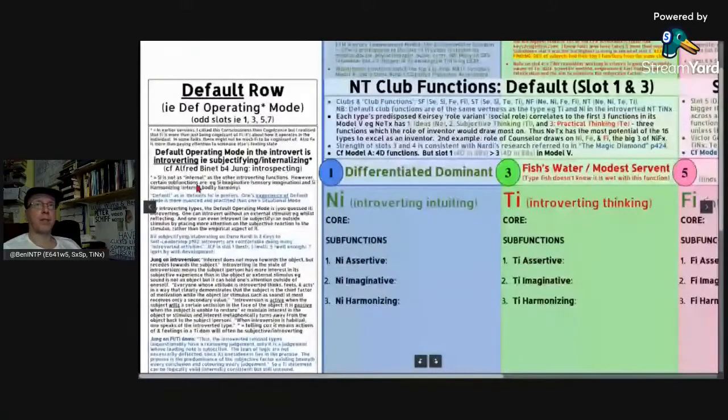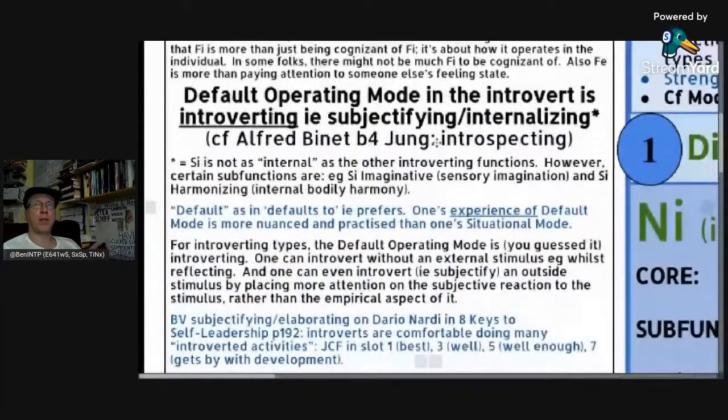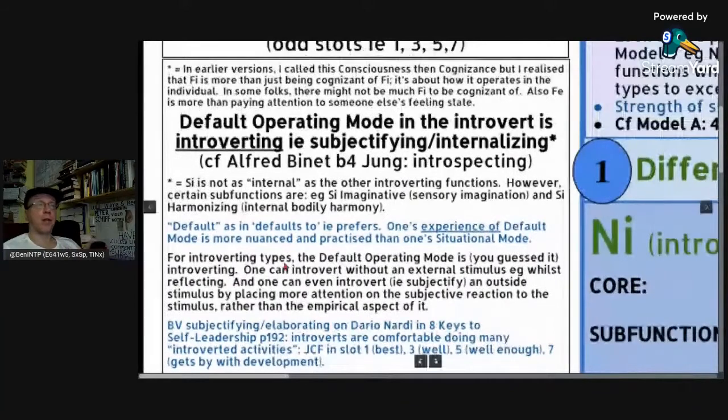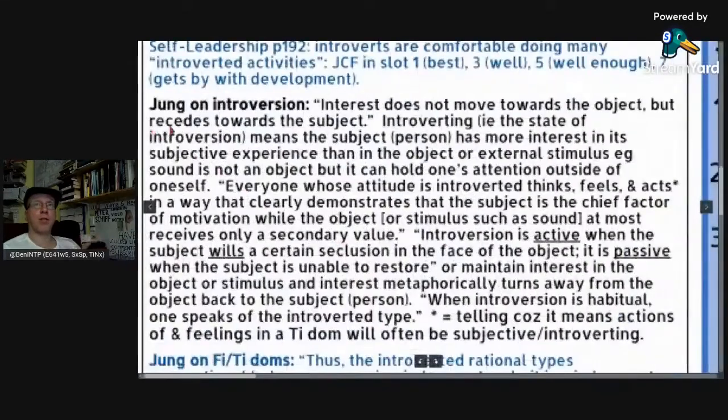So, and then there's this on verting. Basically, the point here is default operating mode. That's what we need to take home from this. Default operating mode of the INTJ resembler. Introverting, subjectifier. Jung mentioned it. He sees towards the subject. Everyone whose attitude is introverted thinks, feels, and acts in a way that clearly demonstrates the subject is a chief factor of motivation. Secondary value. Right. So it's there. I don't need to go over that again. I go over this section a lot in the first video.